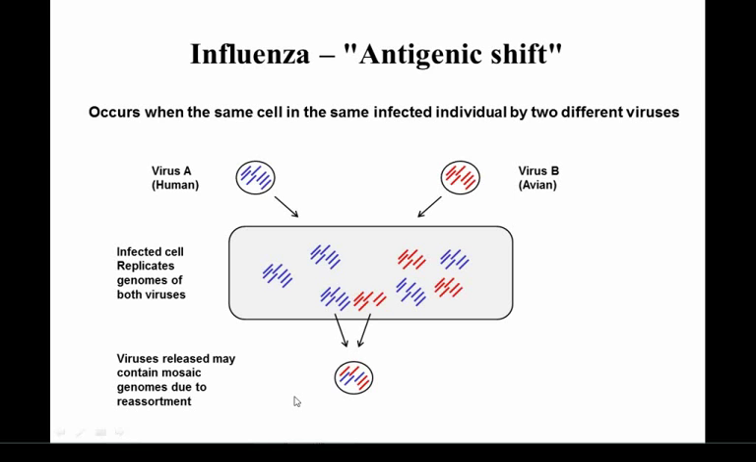This is not really recombination, it's reassortment. And this virus may be able to replicate very efficiently in human cells, but it will be entirely new and may be very pathogenic. So this is a recurrent problem for influenza virus surveillance.